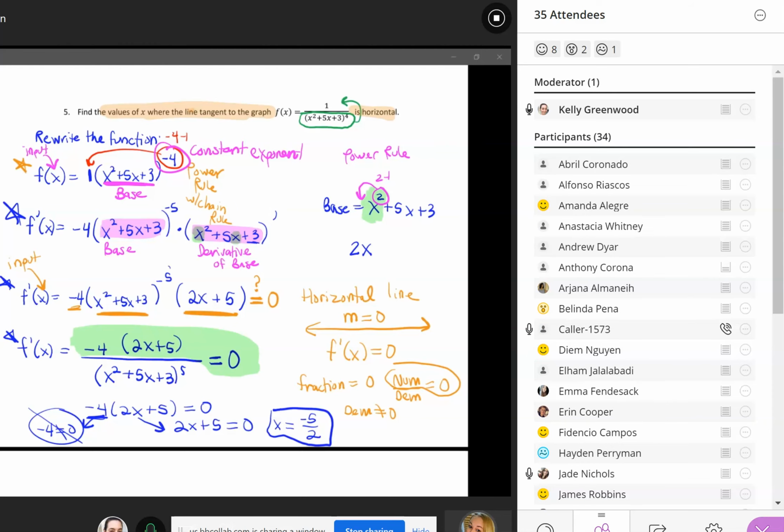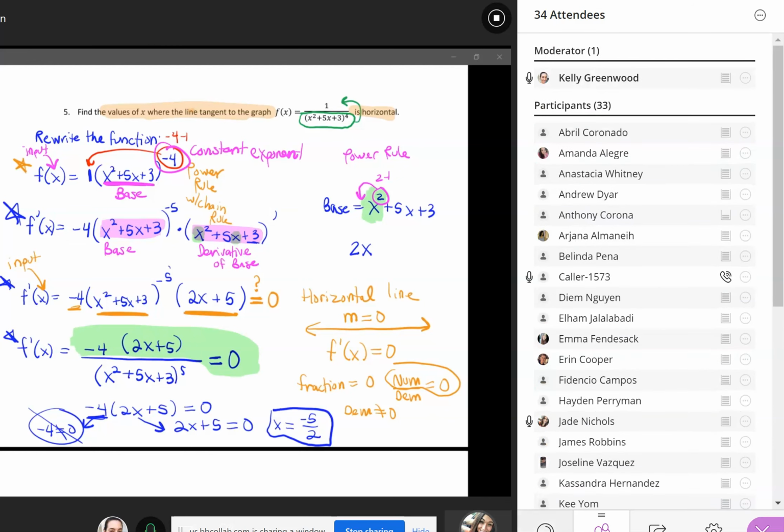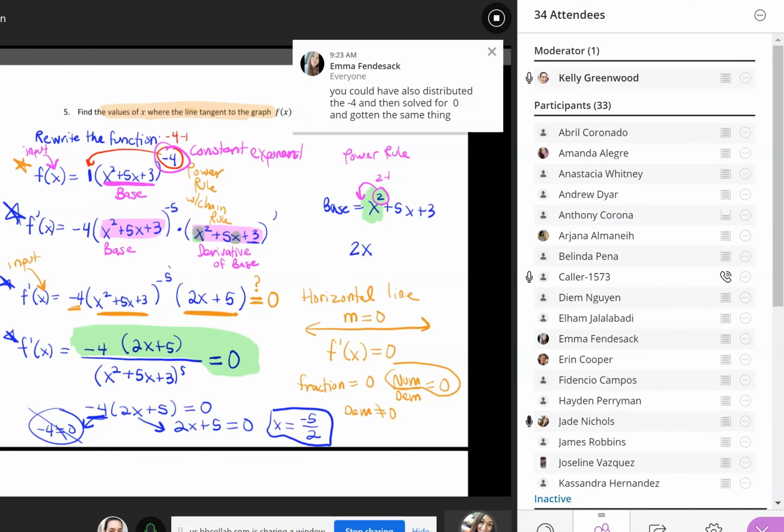And the zero product principle says if two things are multiplying together and the result is a zero, one of the factors had to be a zero. So since -4 can never be zero, it has to be the other one that's a zero. Cool. So our final answer is x equals -5/2.